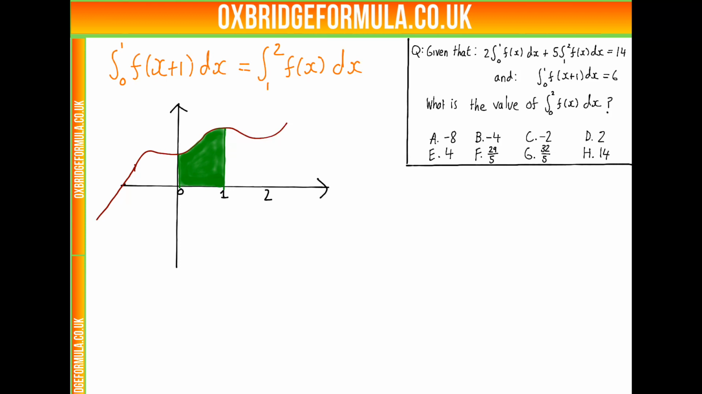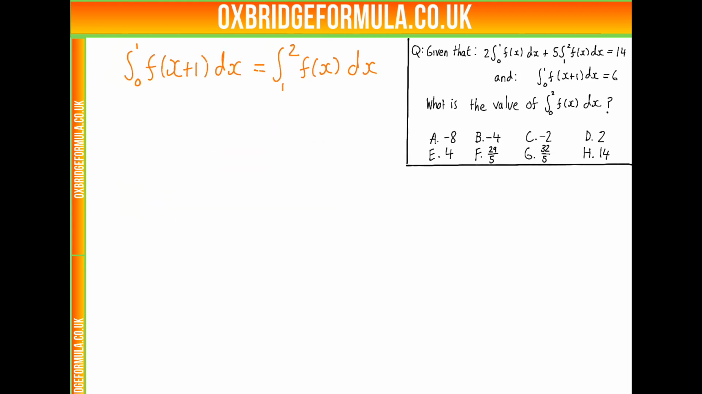And we see that if we wanted to work out this area, we take the equation of this graph, which is f(x+1), and integrate it between 0 and 1. So we see by a translation that this area is the same as this area, and so these two integrals are exactly the same. So with this knowledge we can proceed readily.